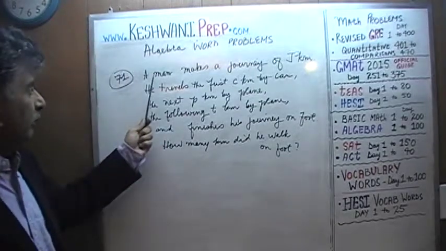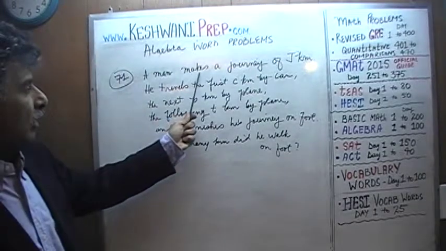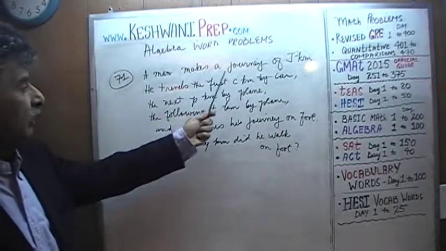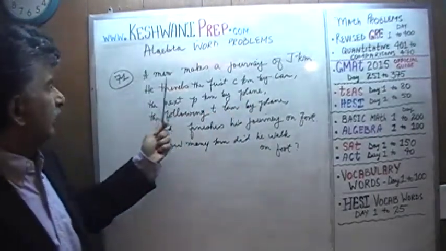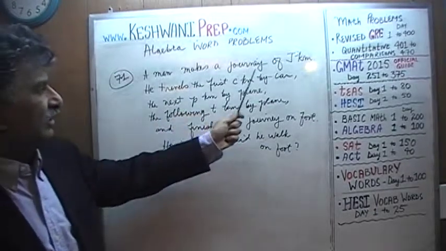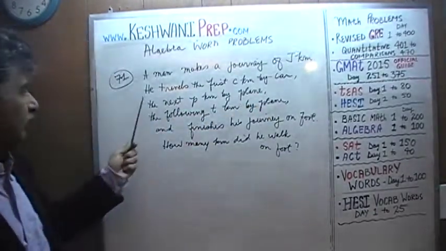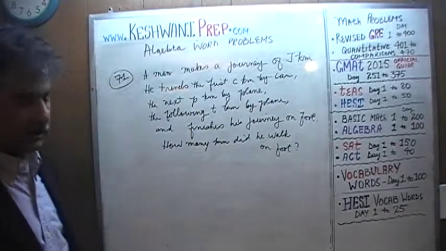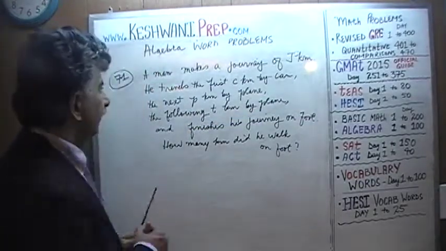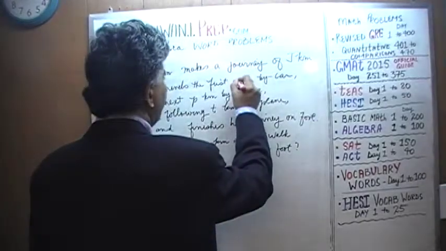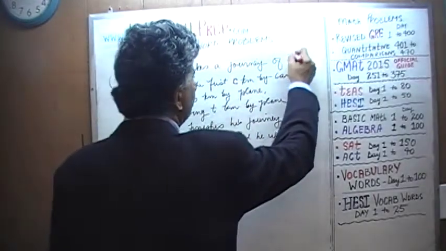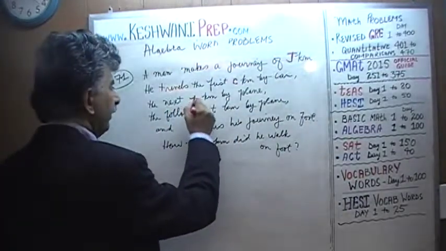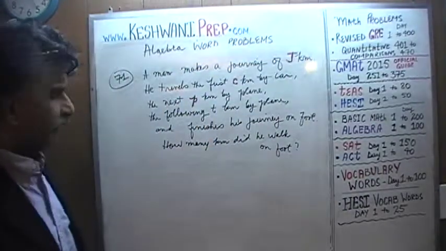We are told that a man makes a journey of j kilometers. We are further told that he travels the first c kilometers by car. His total journey is j kilometers. He travels the next p kilometers by plane.